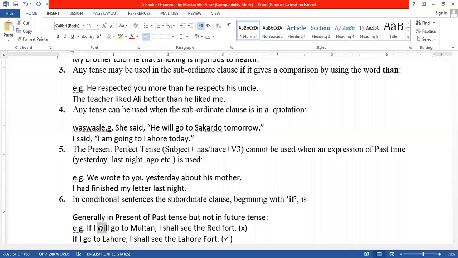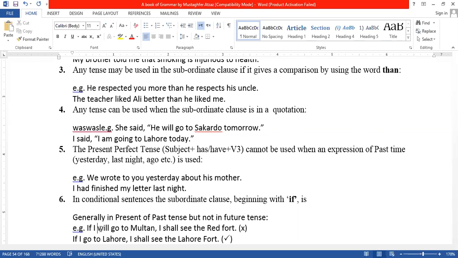Both are acceptable according to the context, but no context tells you that future tense is acceptable with an if clause. Though in many Pakistani newspapers you will see reporters and journalists use future tense with an if clause, they are not right according to British English. British English holds that we can never use future tense with an if clause. This is a very important point.